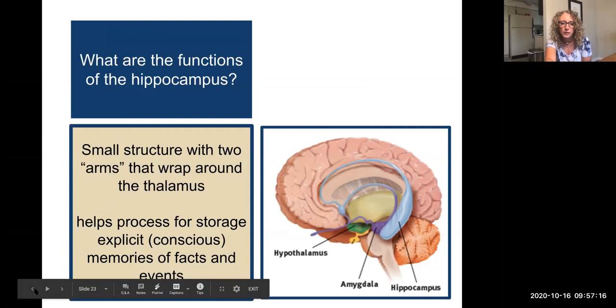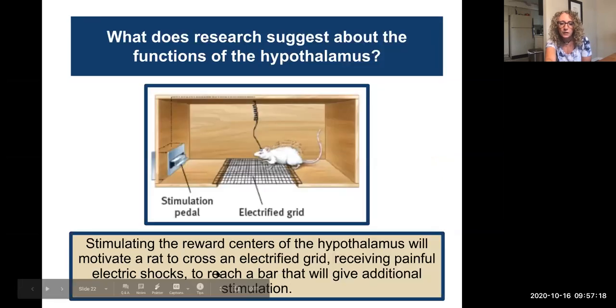Oh, let's go back here. All right, so just here, it motivated a rat to cross an electric grid, receiving painful shocks, to reach a bar.